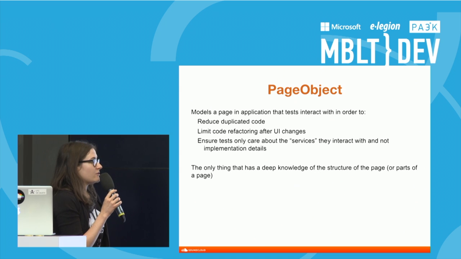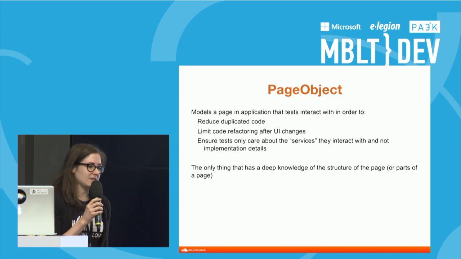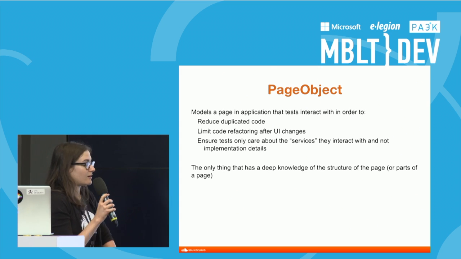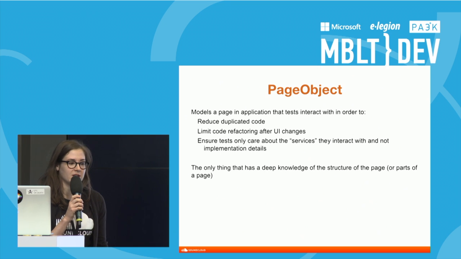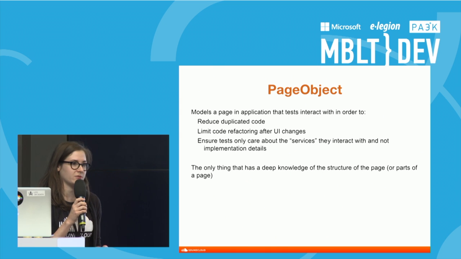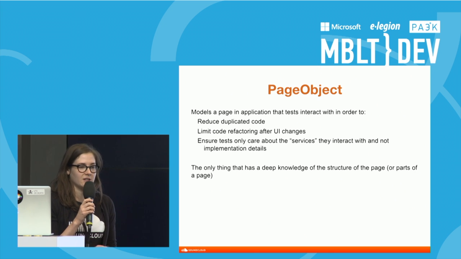So for writing our UI tests, we borrow a concept from the web automated testing world, which are called page object models. So basically, page object models model a page or a screen in an application that tests then interact with, and this accomplishes a few things. First off, we reduce duplicated code in tests, and we also limit code refactoring after UI changes because all of the page object models are stored in one place as opposed to implementing them in each test instance. And this ensures that tests only care about the services that they interact with and not the implementation details.